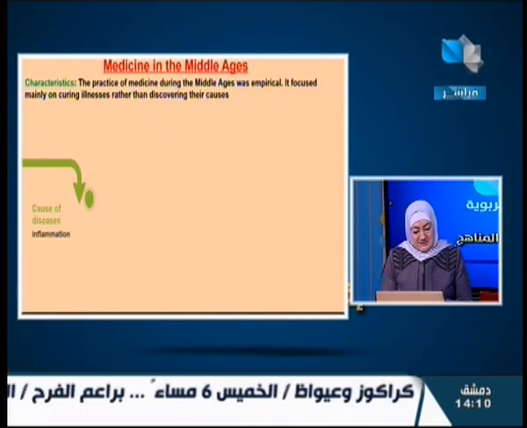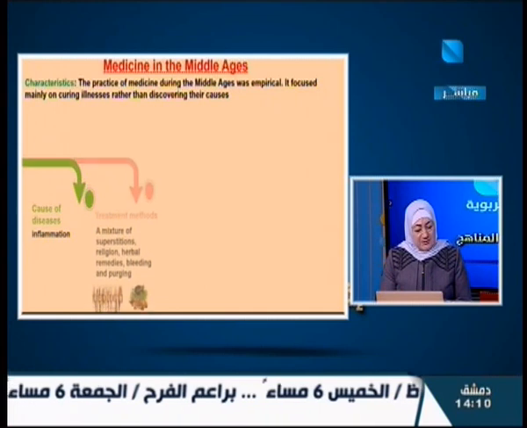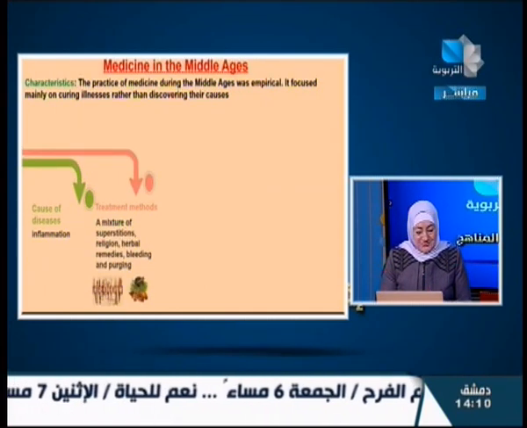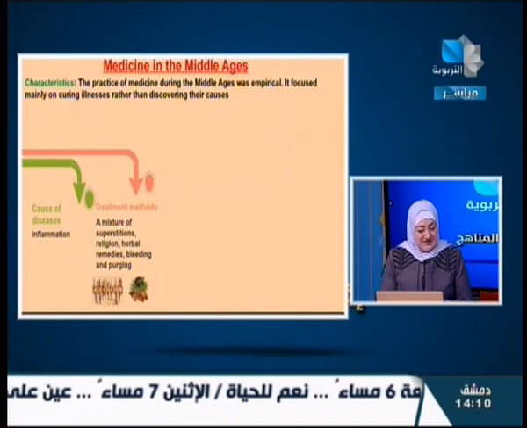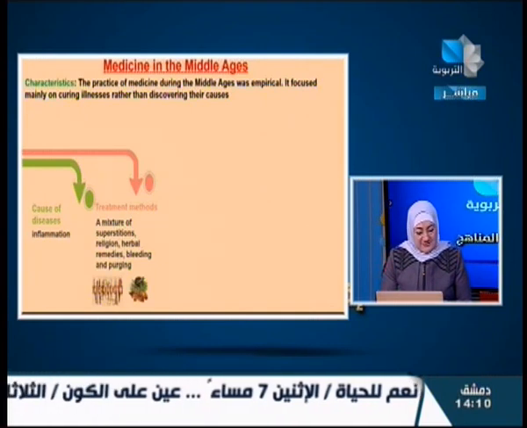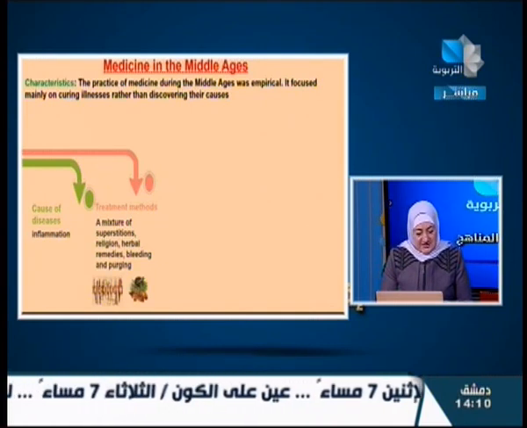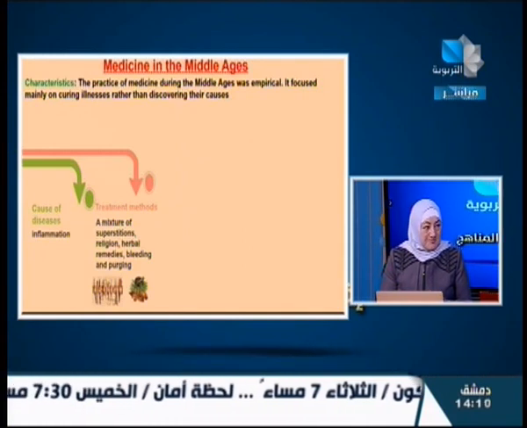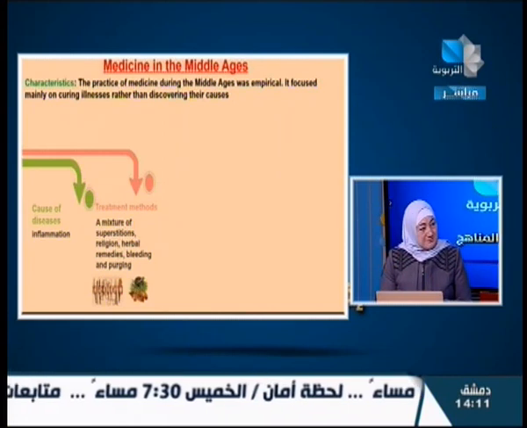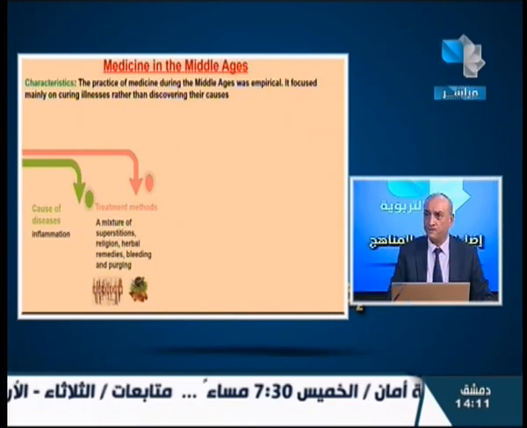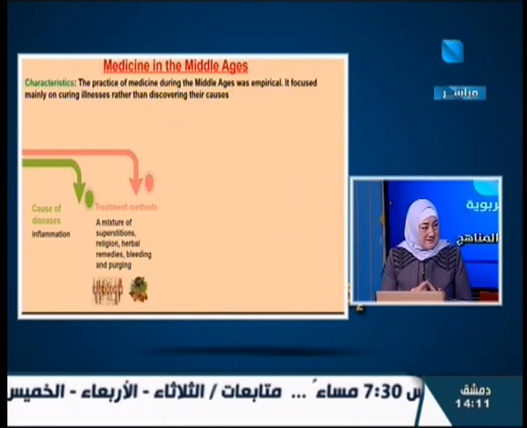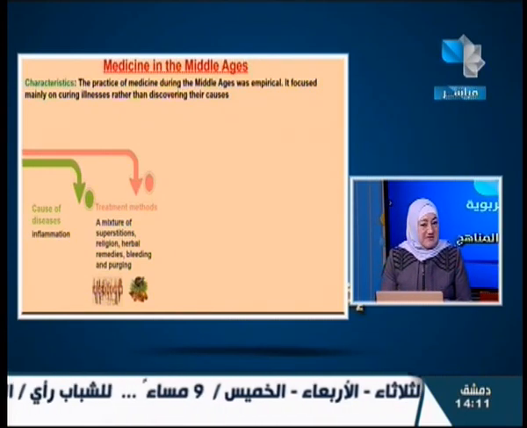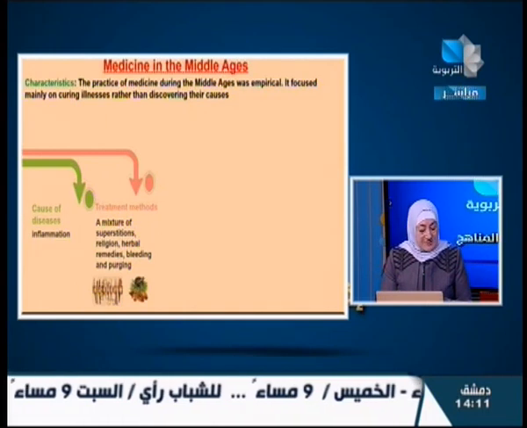Good. Treatment methods here were a mixture of superstitions or fables, something not natural, let's say religion, and some herbal remedies. Sometimes bleeding, sometimes purging. Purging here means purification. When we talk about bleeding, what does it mean? To let the blood go out of the vessels, so maybe the patient will recover. Yes, that's right.